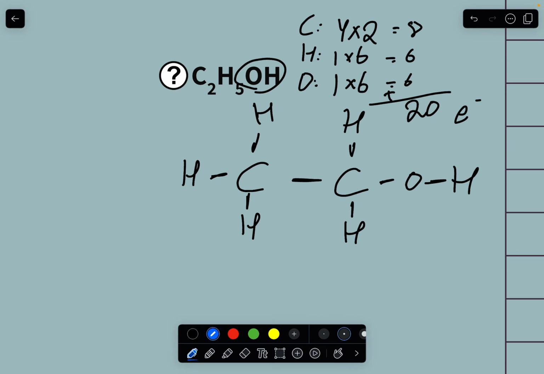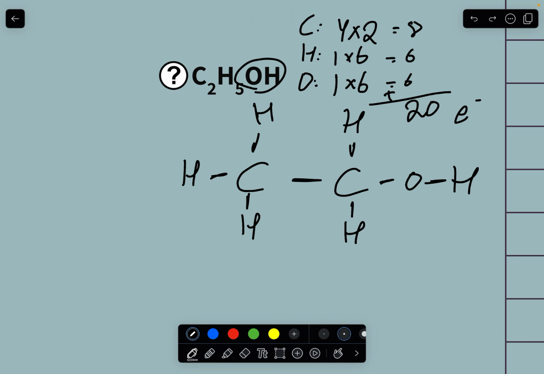Okay, so why didn't I draw a line from this hydrogen to this carbon? Well, if you look at that carbon, it now has 2, 4, 6, 8, 10 electrons. That's not going to work with the octet rule, right? So that can't happen.